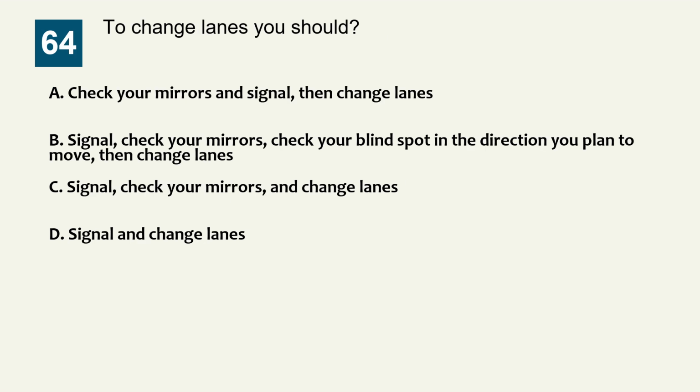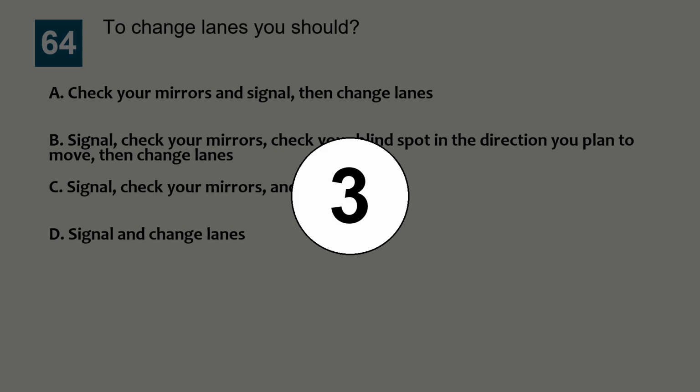Question 64. To change lanes, you should, option A, check your mirrors and signal, then change lanes. Option B, signal, check your mirrors, check your blind spot in the direction you plan to move, then change lanes. Option C, signal, check your mirrors and change lanes. Option D, signal and change lanes.